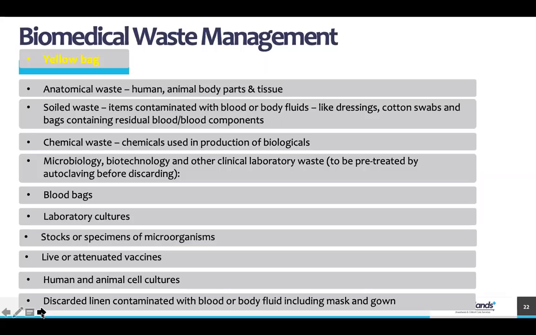Biomedical waste management. Yellow bin. The yellow bin should be used for discarding anatomical waste, human and animal body parts, and tissues. Soiled waste items contaminated with blood and body fluids, like dressings, cotton swabs, and bags containing residual blood products. Chemical waste used in production of biologicals. Microbiology, biotechnology, and other clinical laboratory wastes.